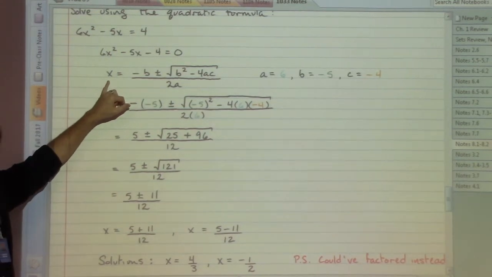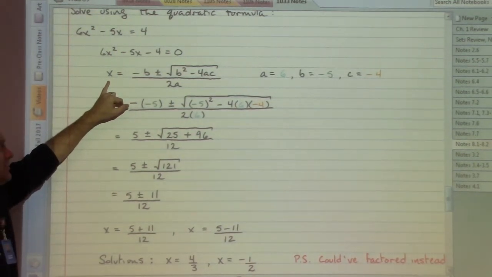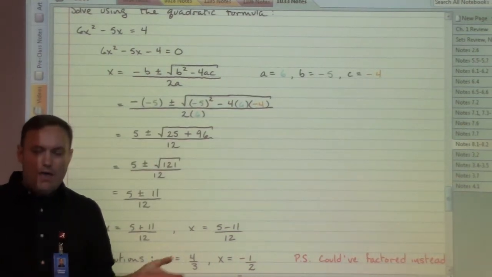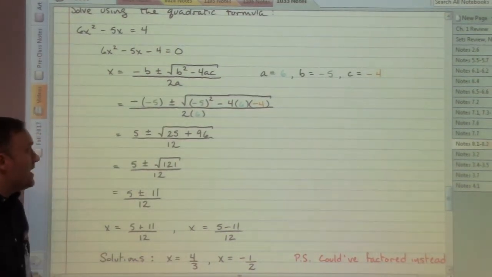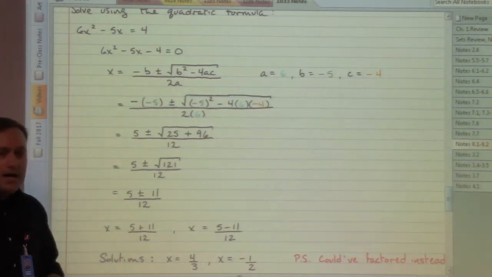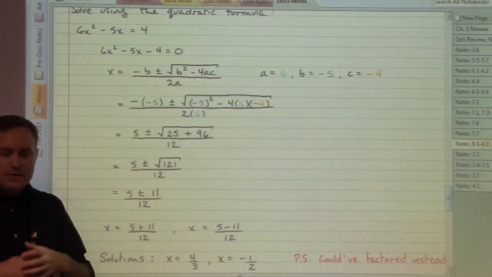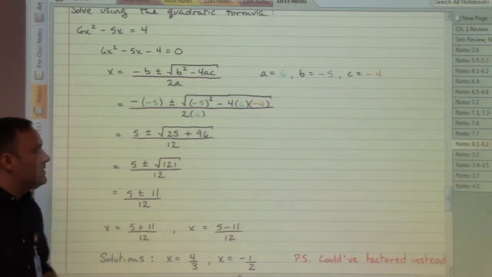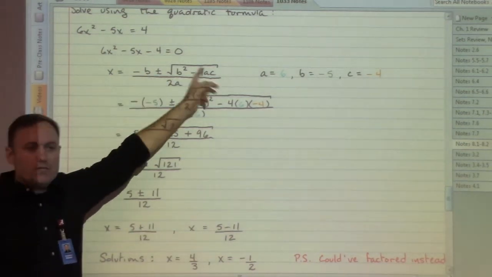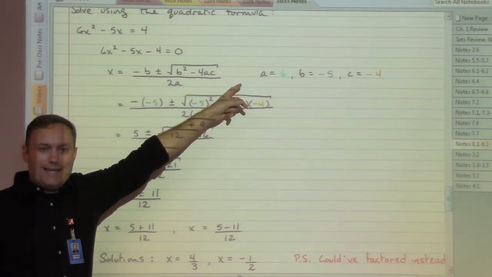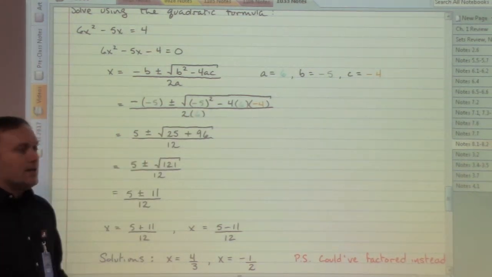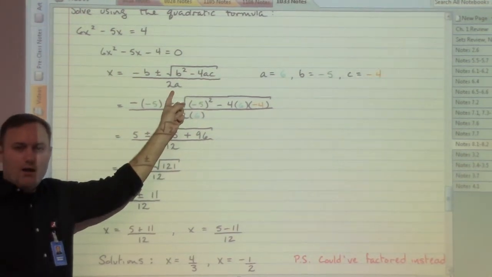Yes, my variable is x, so at least I don't have to change that part. The rest of the quadratic formula is the same every time we use it. So we've got the negative b, we've got the plus or minus, the square root has the b squared minus 4ac all underneath of the square root symbol. And all of those things from the negative all the way to the end of that square root symbol, all of that stuff is on top with the 2a on the bottom.